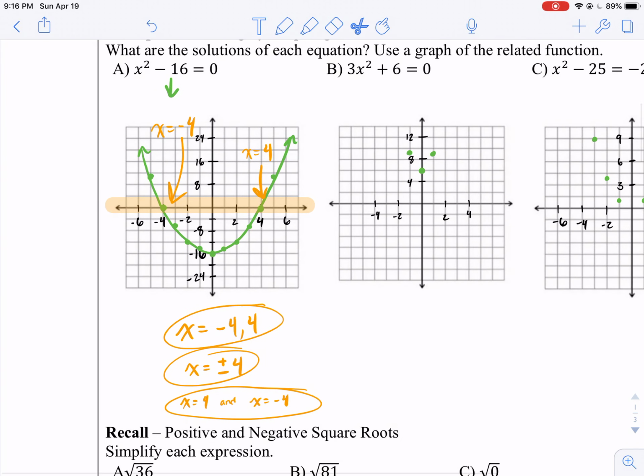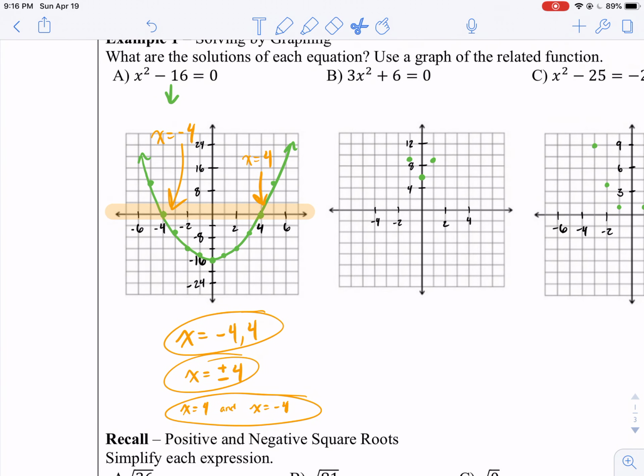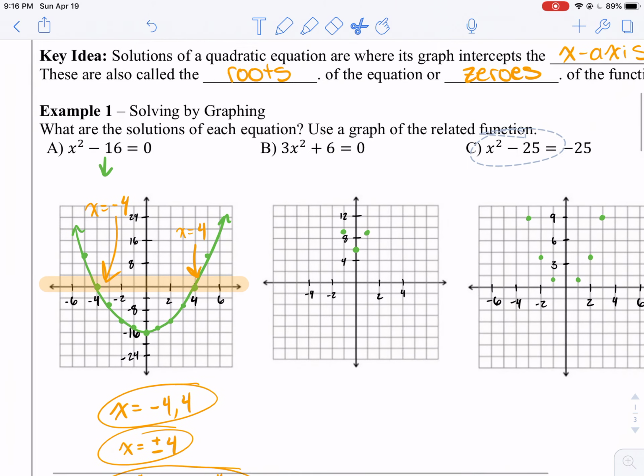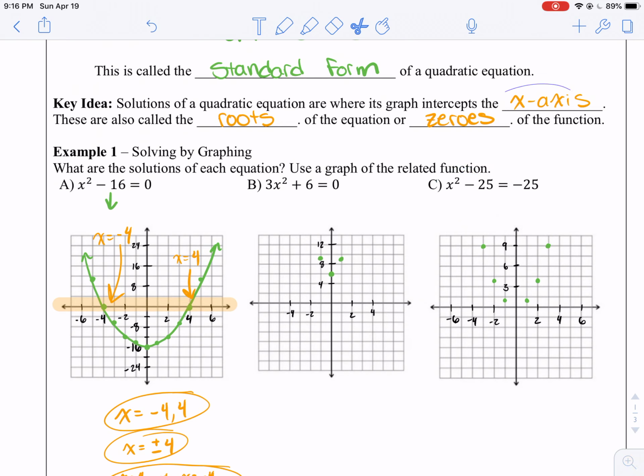So that was one. Now we're going to go ahead and graph equation B and equation C. To find its solution, remember you want to find where it crosses the x-axis. So go ahead and graph each one and find where it crosses the x-axis.